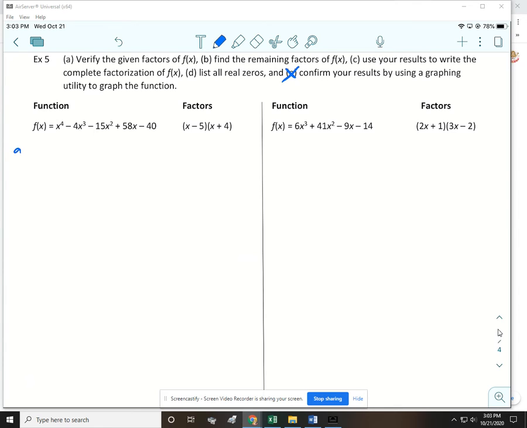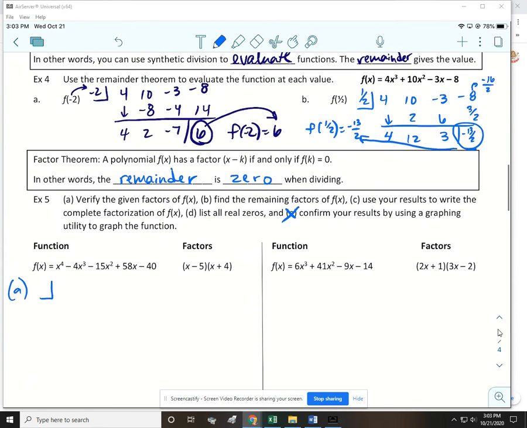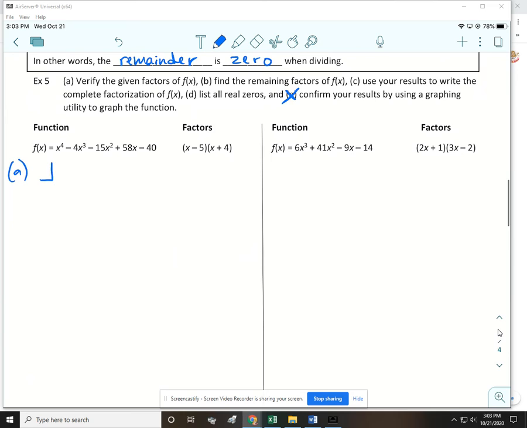So for the A part, we're going to verify the given factors of f of x. So to verify those, we're going to do synthetic division and show that you get a remainder of 0. Now this is different than what we just did. In what we just did, it wasn't written as x minus something or x plus something. It was just f of -2. So you put -2 into the box. This we have x minus 5. So that's when we're going to use the opposite, whatever makes that 0. All right, then we'll do our coefficients and our constants and do synthetic division.